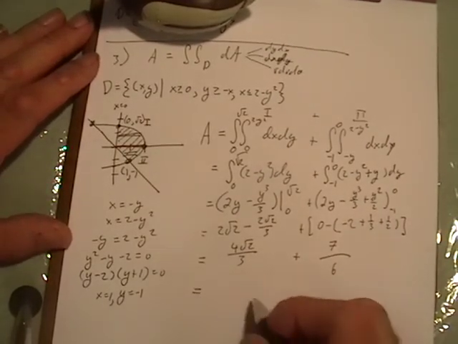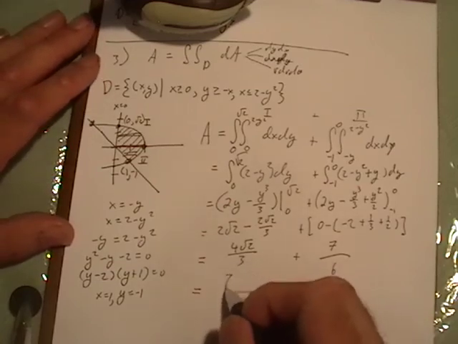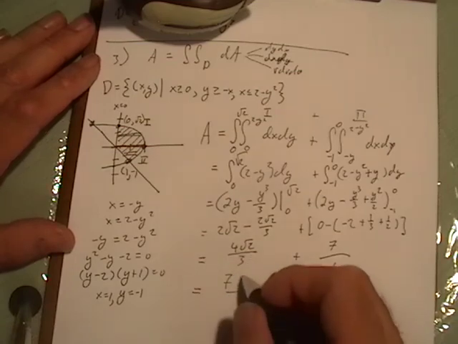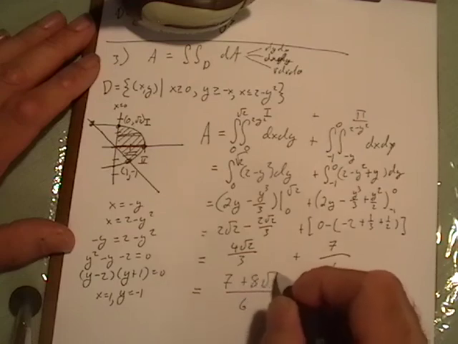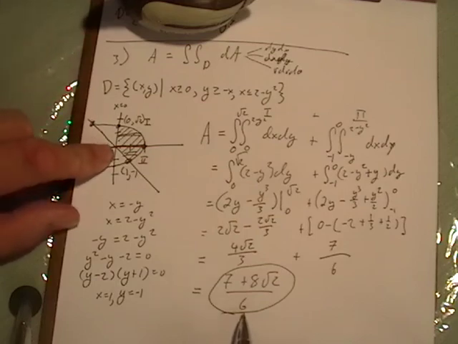Might as well get a common denominator between these two of 6. I'll put the 7 in front. I think it looks nicer that way. This, to get over 6, I would have to turn into 8 root 2. So that would be the area of this particular shape. So, double integrals in order to find area.